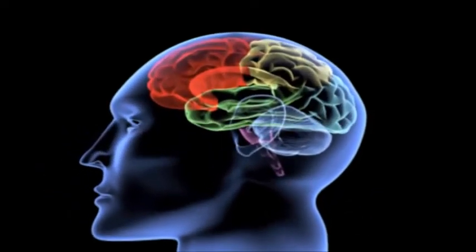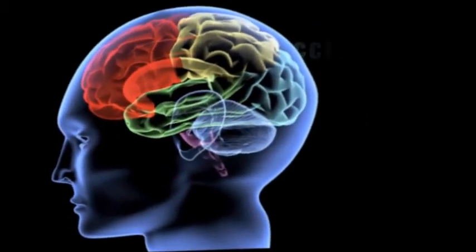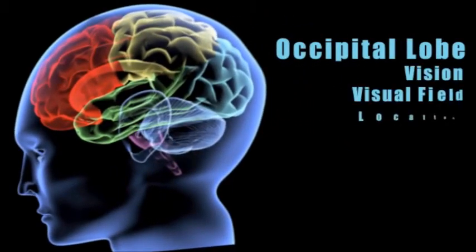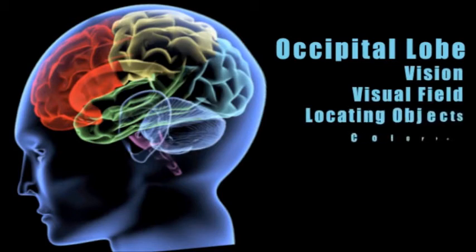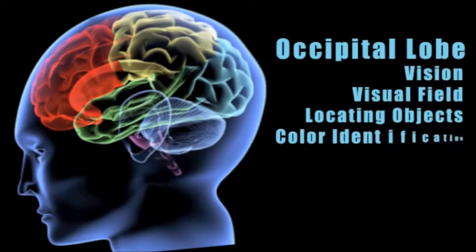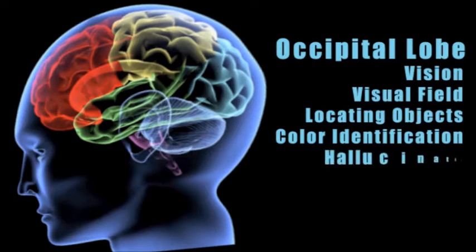Often when I see a client who has damage in the occipital lobe, I see issues of vision defects. There's loss of the visual field. There are problems visually locating objects. And importantly, there are problems identifying colors. People can have distorted vision, hallucinations. They can have something called word blindness.